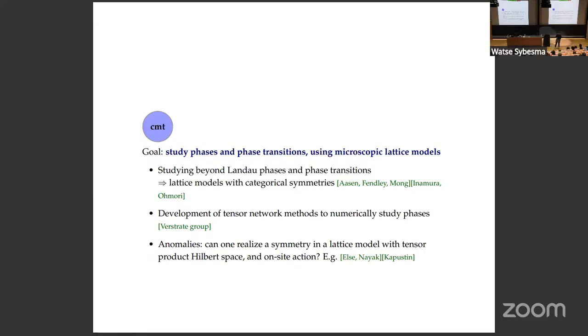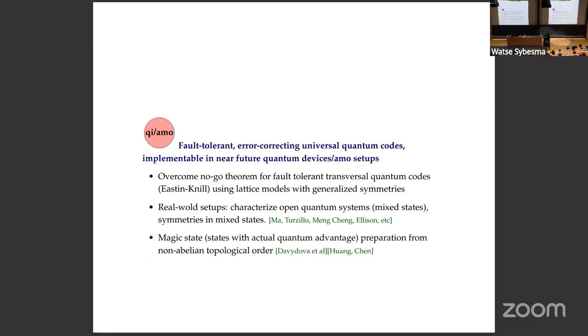And of course, as a high-energy physicist, we're also interested in anomalies for such symmetries. Then there's this field of QI and AMO, and there are loads of questions that, to us, are a bit more alien. They want to construct a fault-tolerant, error-correcting universal quantum code that can be implemented in some near future quantum device.